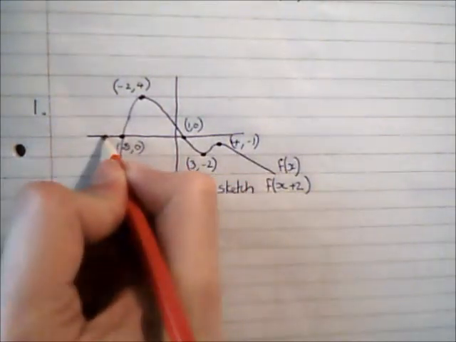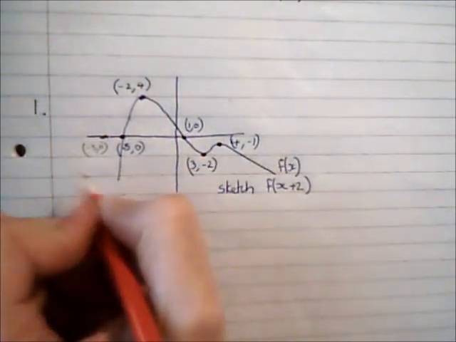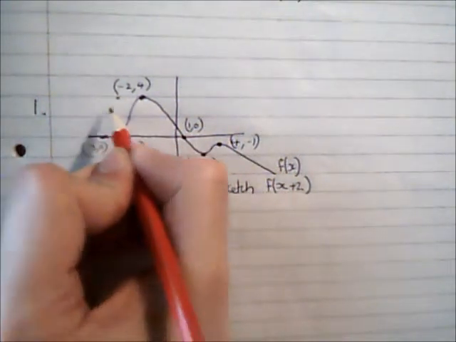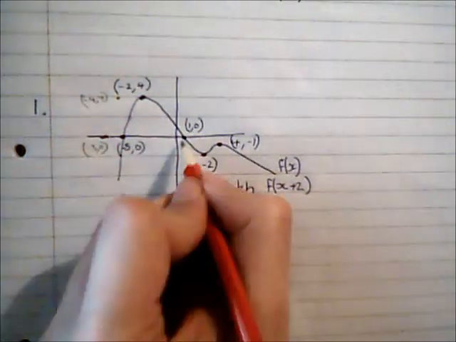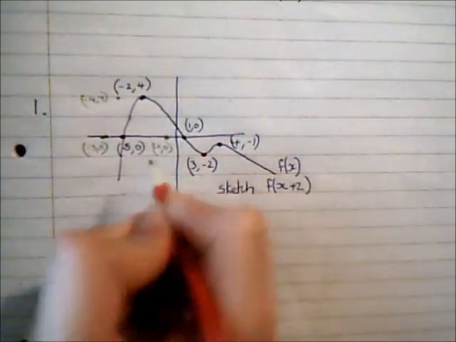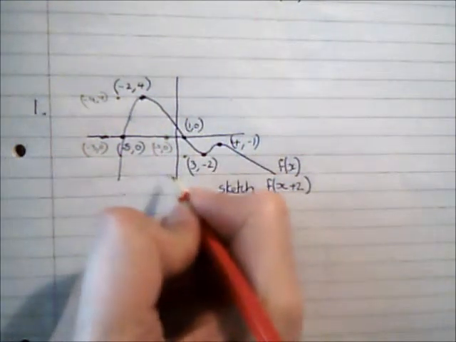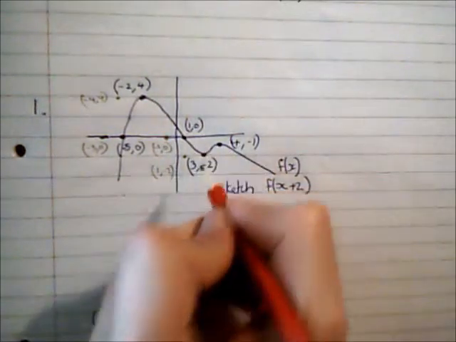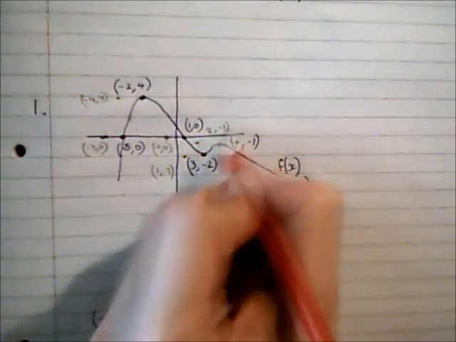So this point will shift 2 to the left and will become (-3, 0). This point will shift to the left, so it will become (-4, 4). This point will shift 2 to the left, and so will become (-1, 0). This will shift 2 to the left and will become (1, -2). And this point will shift 2 to the left and will become (2, -1).